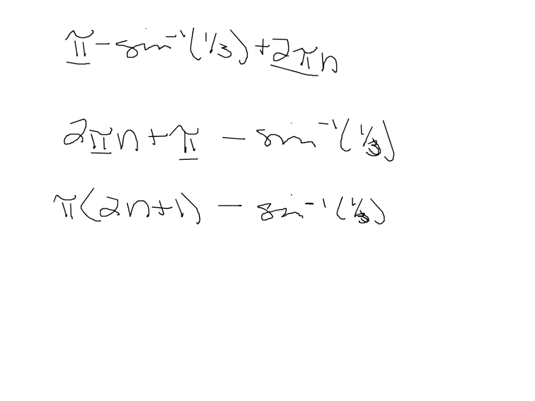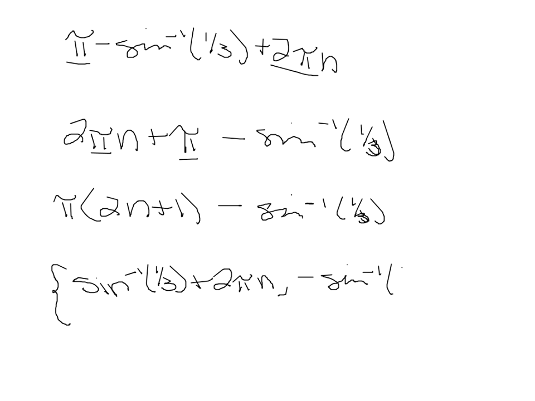And so that's my second solution. So my general solution has two pieces. It's got inverse sine of 1/3 plus 2 pi n, and it's got, I can either call it minus inverse sine, I can write it like that, plus 2n plus 1 pi. That's just rewriting the terms, but reordering them. But that would be my general solution.